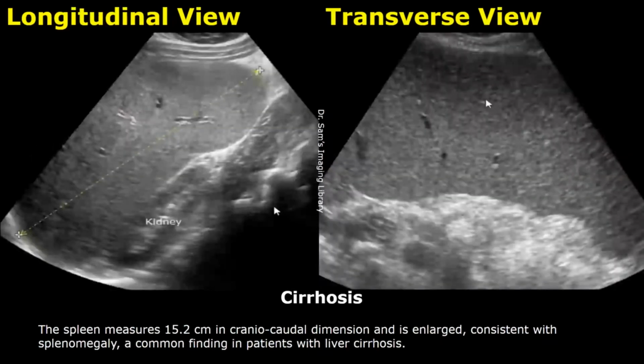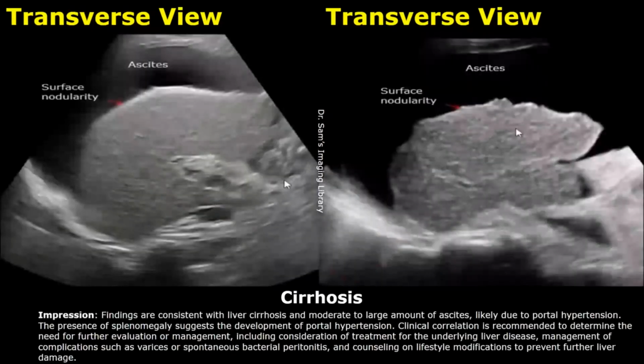Then you can write about the spleen. Usually in liver cirrhosis, the spleen is enlarged. So you can write the size of the spleen and mention splenomegaly. In the impression, you can write about cirrhosis, ascites, splenomegaly, and portal hypertension. These features are usually seen in liver cirrhosis. And then you can write about clinical correlation.